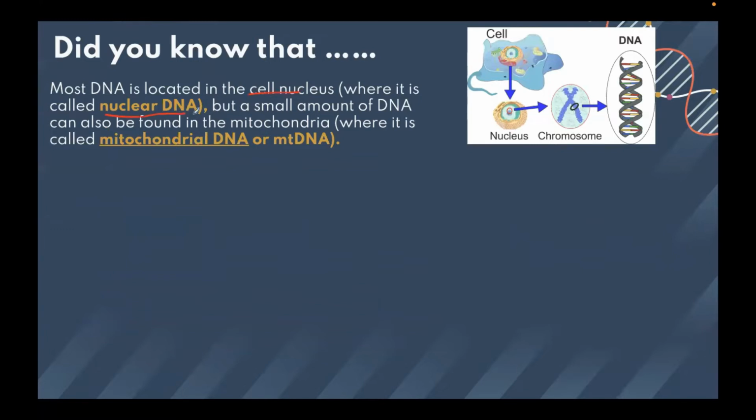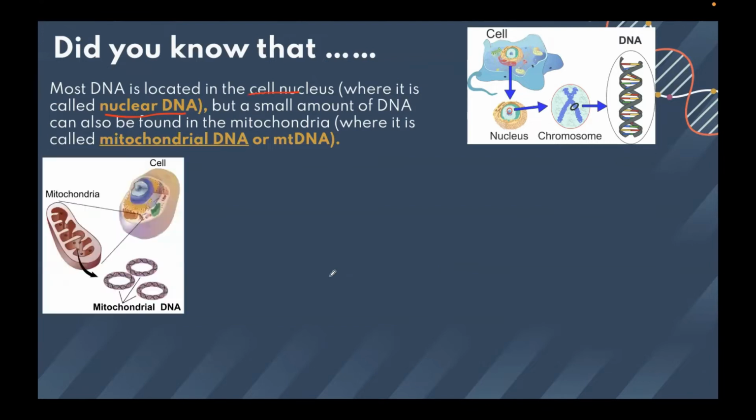Okay, kaya nga siya tinawag na nuclear DNA kasi nakalagay siya sa cell nucleus. So again, ang ating cell, meron siyang nucleus at nandun sa nucleus na yun ang chromosome. Sa chromosome, doon naka-embed ang mga DNA and other proteins. But a small amount of DNA can also be found in the mitochondria where it is called mitochondrial DNA or your mtDNA. So ma'am, ano po bang relevance niya and paano po nangyari yun?